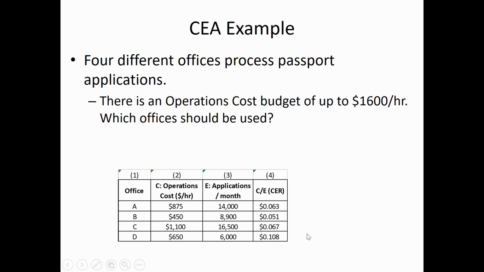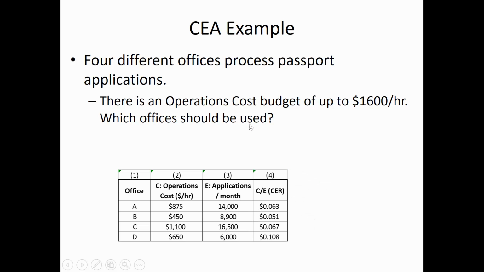And so let me ask you this. Which office is most efficient at processing applications in terms of work accomplished per budget? Which office is the best one there? And why do you say B is the best? Right. So what we want to do is minimize the cost per effectiveness. So you want a small C and a big E. You want them to spend as little money as possible and do as much work as possible. So we want this ratio to be as low as we can.